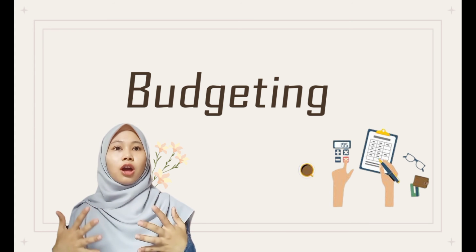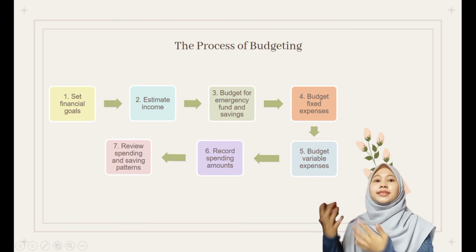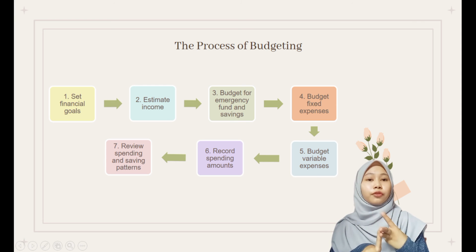And here comes the budgeting. Budgeting is one method of managing the cash flow. These are the 7 steps of the budgeting process. Firstly, you must set financial goals. Second, you must estimate your income. Third, you must budget for emergency fund and saving. Fourth, budget fixed expenses. Fifth, budget variable expenses. Sixth, record spending amounts. And lastly, review spending and saving patterns.